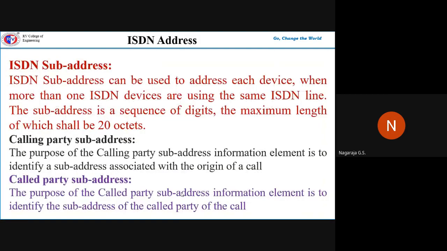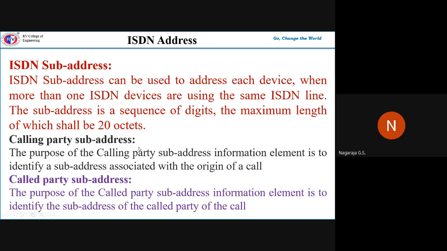Yeah, this is another point which you're supposed to note. There is an ISDN subaddress, which can be used to address each device when more than one ISDN device is using the same ISDN line. The subaddress is a sequence of digits, the maximum length of which shall be 20 octets. So you can't use IPv4 and IPv6 here. You have a very limited number of octets during your addressing as well.